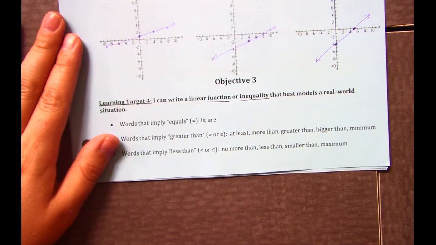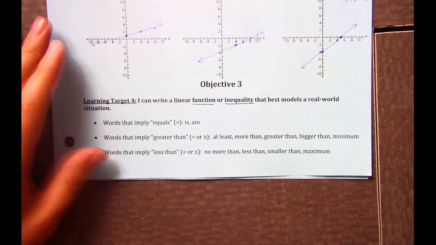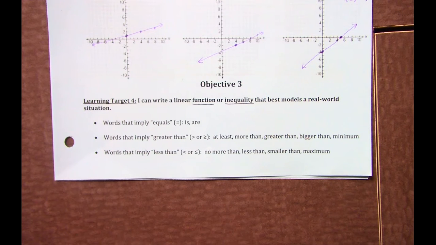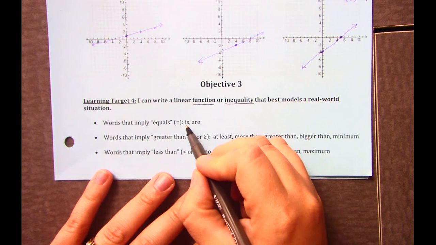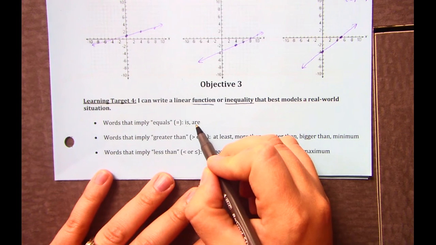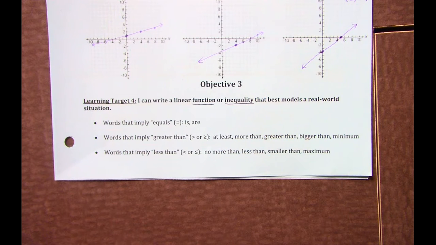So first of all, we need to figure out, are we going to be writing a function or an inequality? And what is going to make that decision for us is if we are talking about a situation where something equals something else, and words that imply this are is or are, or are we talking about something where one quantity has to be more than or bigger than something else, such as I have to save up more than $100 to buy a camera.